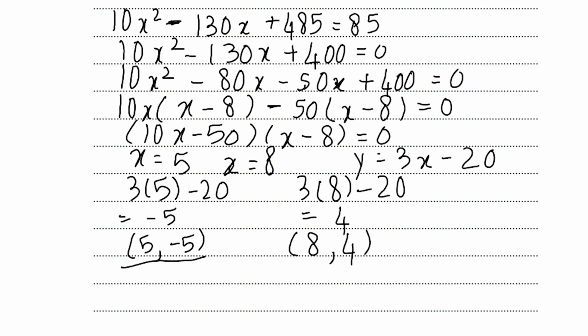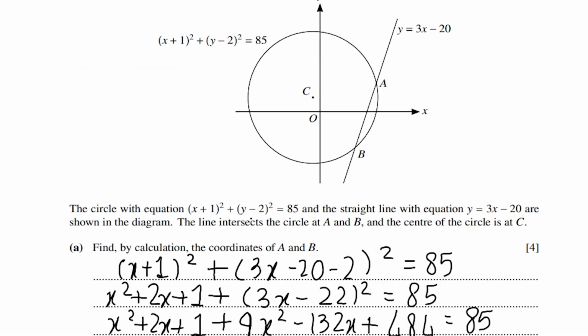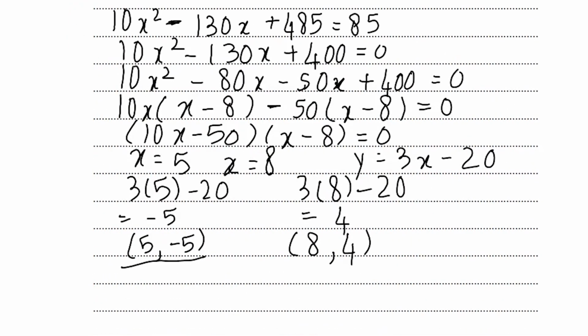Okay. So if you see B, the y coordinate for B must be negative since this is below the x-axis. So the y coordinate of B must be negative and the y coordinate of A must be positive. So this is B since the y coordinate is negative, and this is A. So we can write A has the coordinates 8, 4 and B has the coordinates 5, minus 5. Here's the answer.